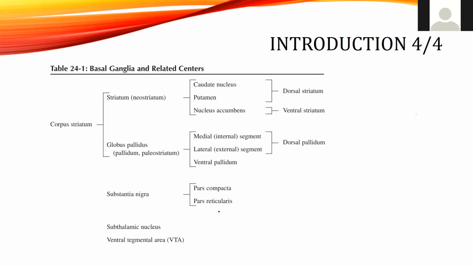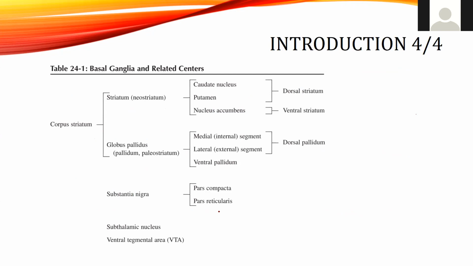We have this classification of the basal ganglia, which is initially called the corpus striatum. The corpus striatum is divided into the striatum, which is also known as the neostriatum, the newest striatum, and the globus pallidus, also called the paleostriatum, which is the ancient striatum. The striatum is made up of the caudate nucleus and the putamen dorsally, and the nucleus accumbens ventrally.